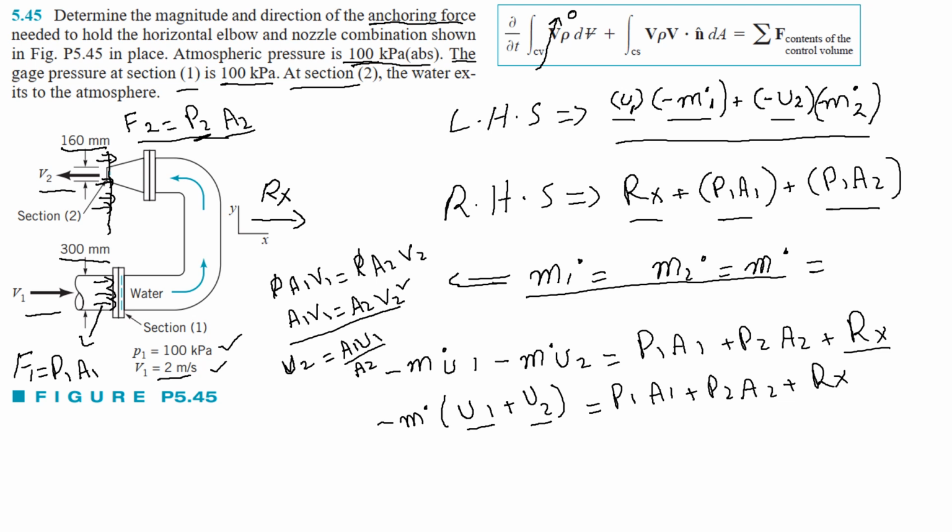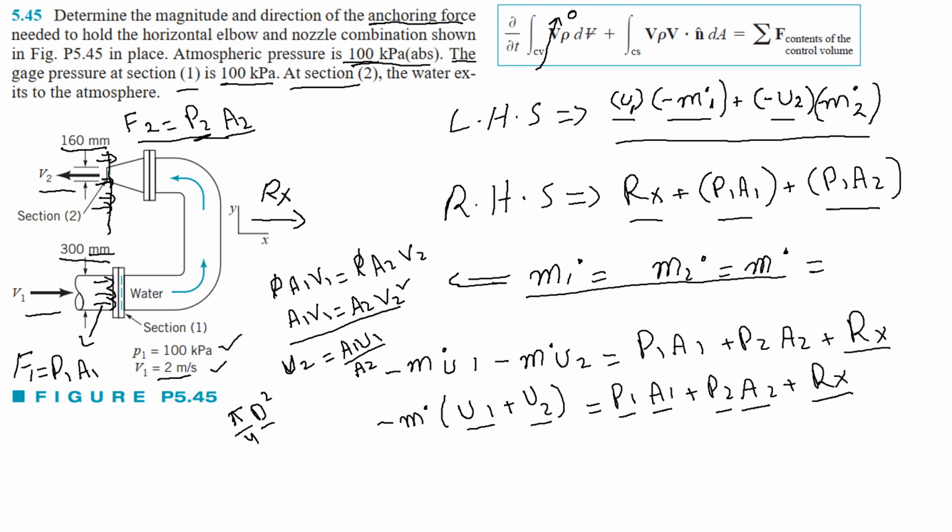This is a circular assembly, so my area will be pi by 4 d square, and diameters are given in millimeters, so please convert them into meters and again solve for this. Be mindful of these units. I am saying this again and again because they can make a huge difference in your final answer. So the rest of the terms are known to me. I know the pressure at point 1. I can find out the area at point 1. I know the pressure at point 2. That was the atmospheric pressure given in the statement. I know the area. I need to find this Rx.